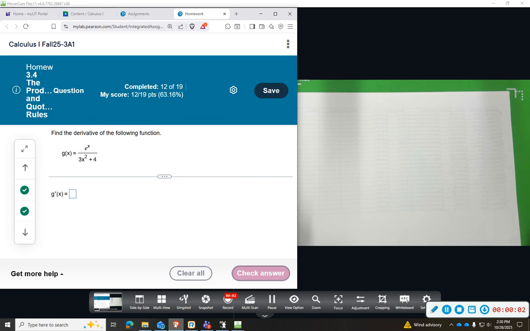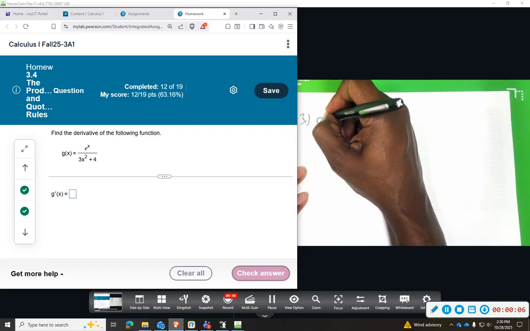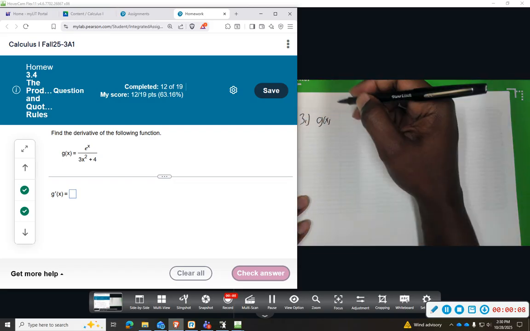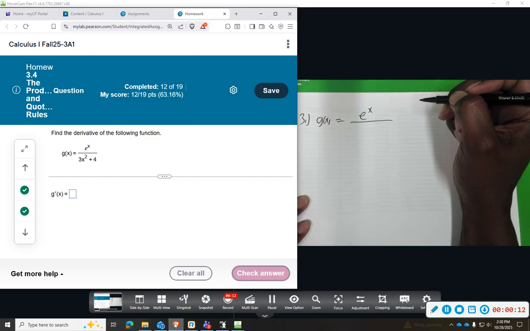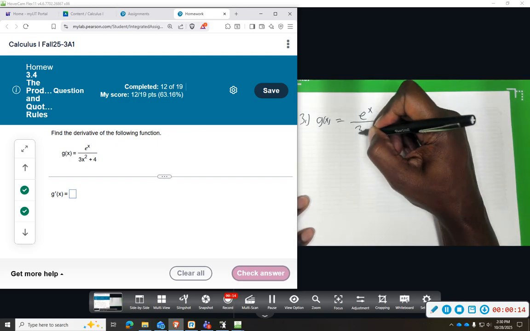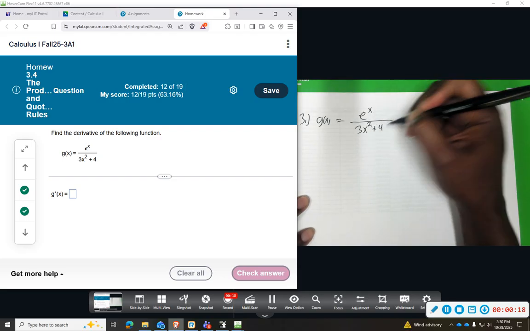All right, 13, we have a quotient rule. g of x equals e to the x over 3x squared plus 4.